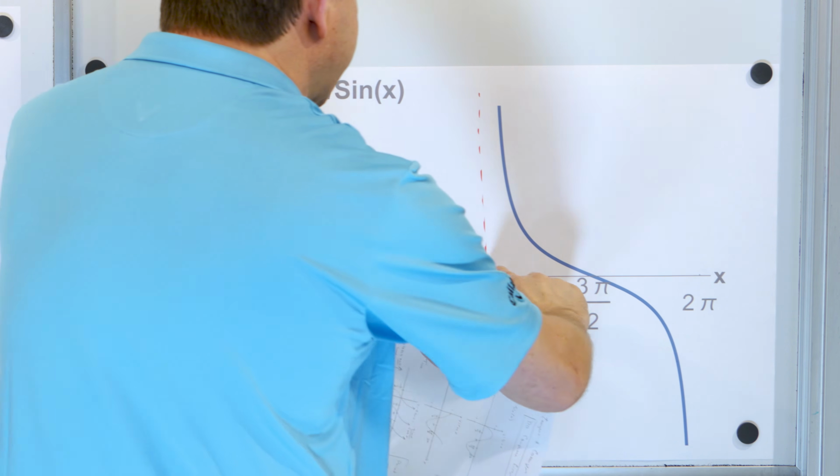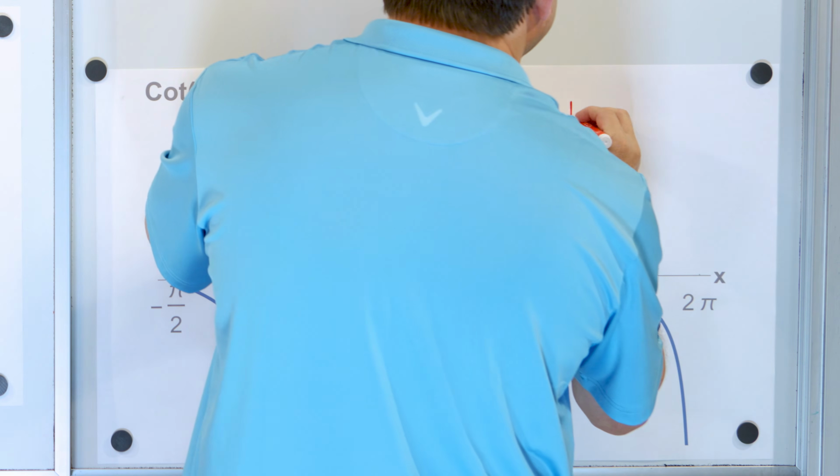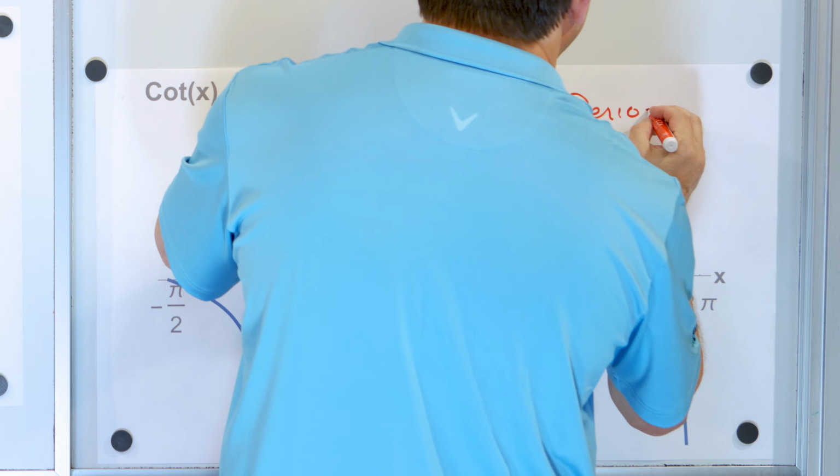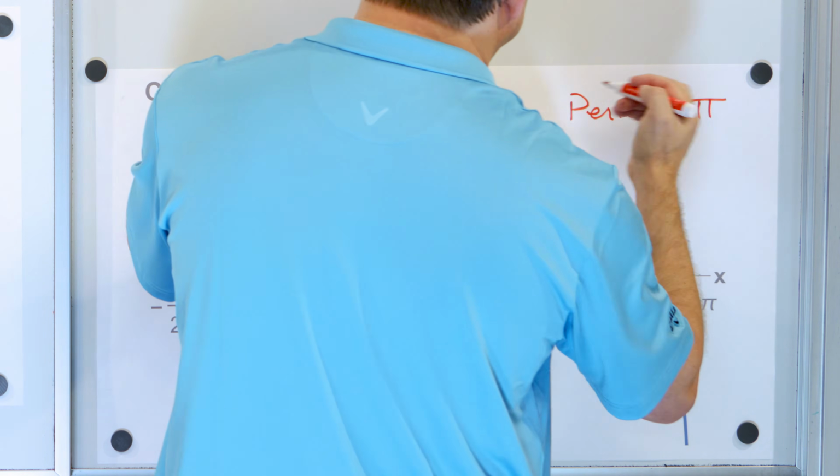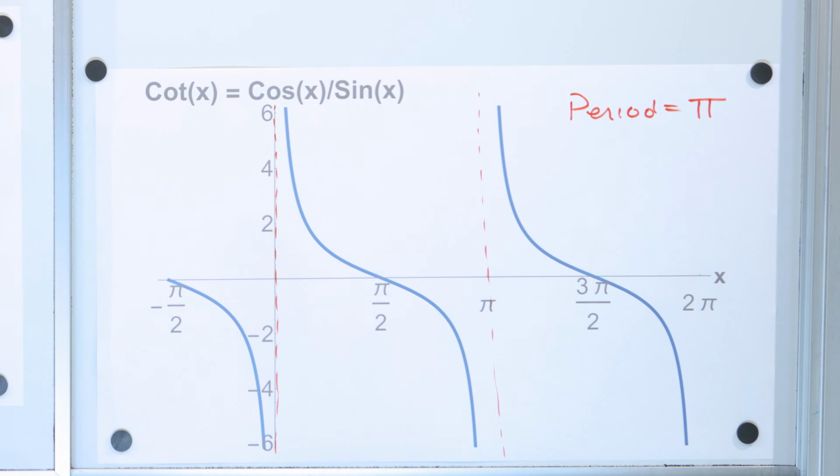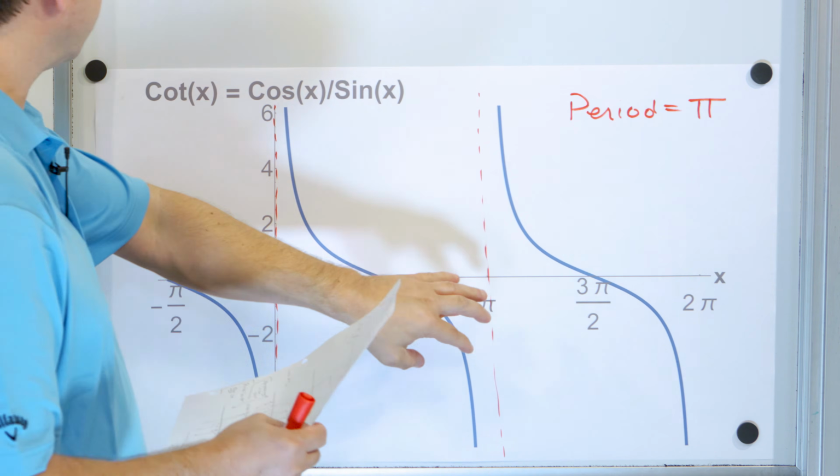This is pi, and this is another pi. So the period of the cotangent is equal to pi. All right? So tangent and cotangent, of course, are related to each other.